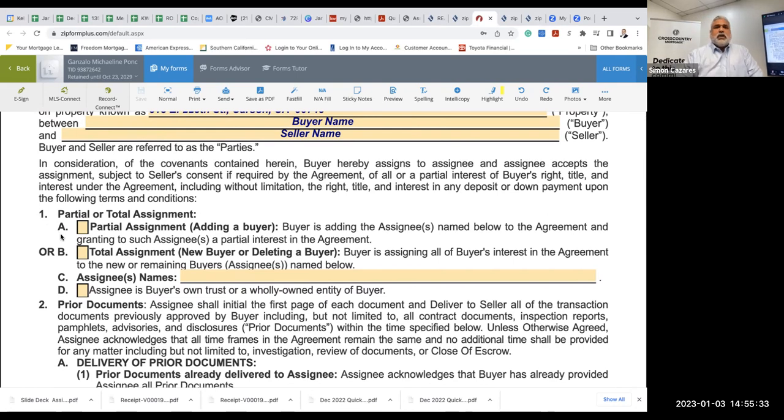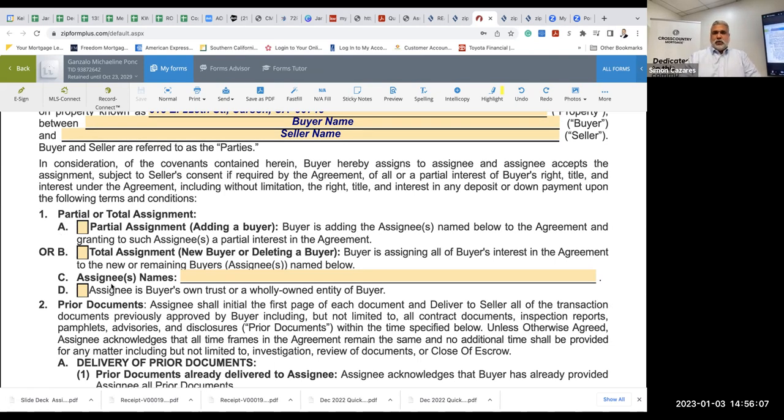Paragraph 1 and paragraph 2 talk about parties or responsibility, right? 1A says partial assignment, adding a buyer. Buyer is adding the assignee's name below to the agreement and granting such assignment as a partial interest in this agreement. Let's say the intent is that it's a husband and wife, right? But the buyer is only the husband, but now you're saying, well, I want to include the wife, or I want to include a family member. So you're going to include as a partial. Now you're still involved, but you're adding a second buyer to this agreement. Does that make sense? Okay.